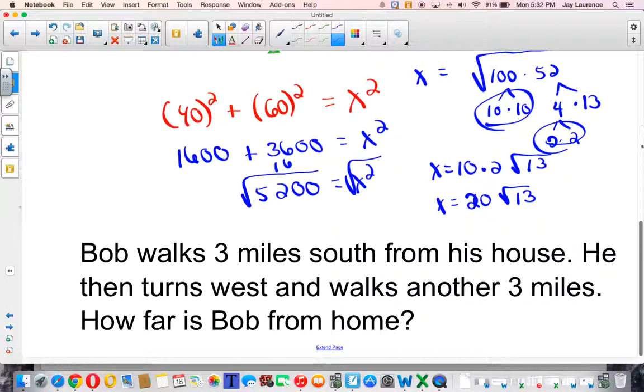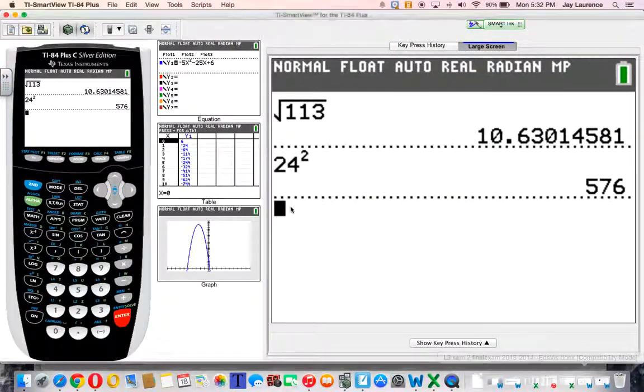Now, if you wanted to give a distance, since it is asking about how far, then you could just go 20 rad 13, and you'll get your answer. So I'm going to do that, 20 rad.